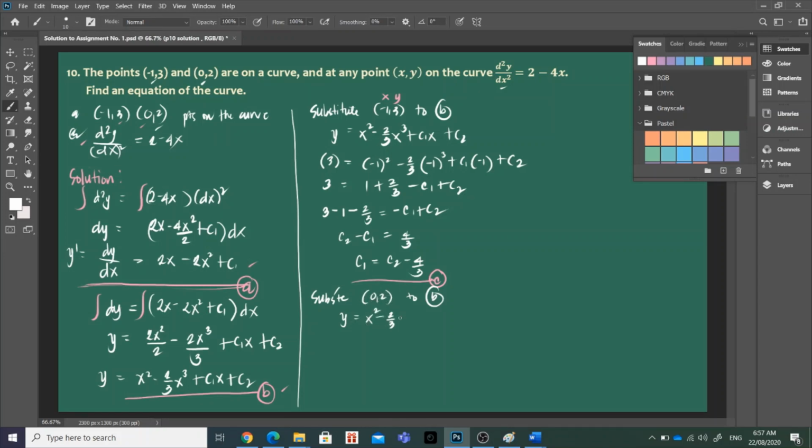So, y is equal to x squared minus 2/3 x cubed plus c sub 1 x plus c sub 2. Substitute. Okay, y is 2, tapos ito si x. Substitute natin. 2 is equal to 0 squared minus 2 over 3 times 0 raised to 3 plus c sub 1 times 0 plus c sub 2. So, ano makakancel dito? Yan, meron na tayong isang constant. C sub 2 is equal to 2.